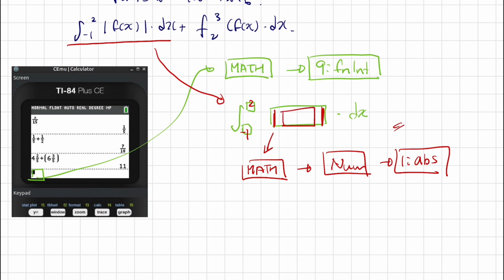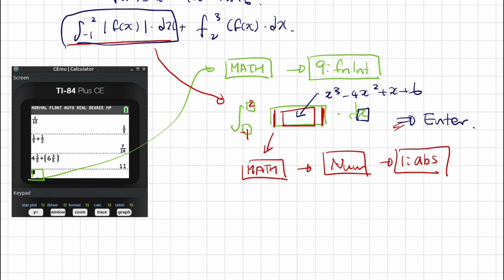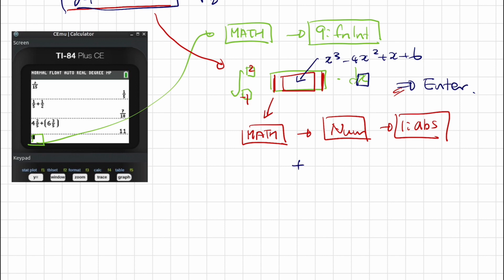Then you will see another square inside the absolute signs. Here you substitute your function, x cubed minus 4x squared plus x plus 6, and substitute x into your dx part and hit enter. Then you will get the answer for the first part of the equation. Then you do this again for the second part of the equation using the same keystrokes, but this time the range will be different, 2 to 3, absolute value, again with the same equation.